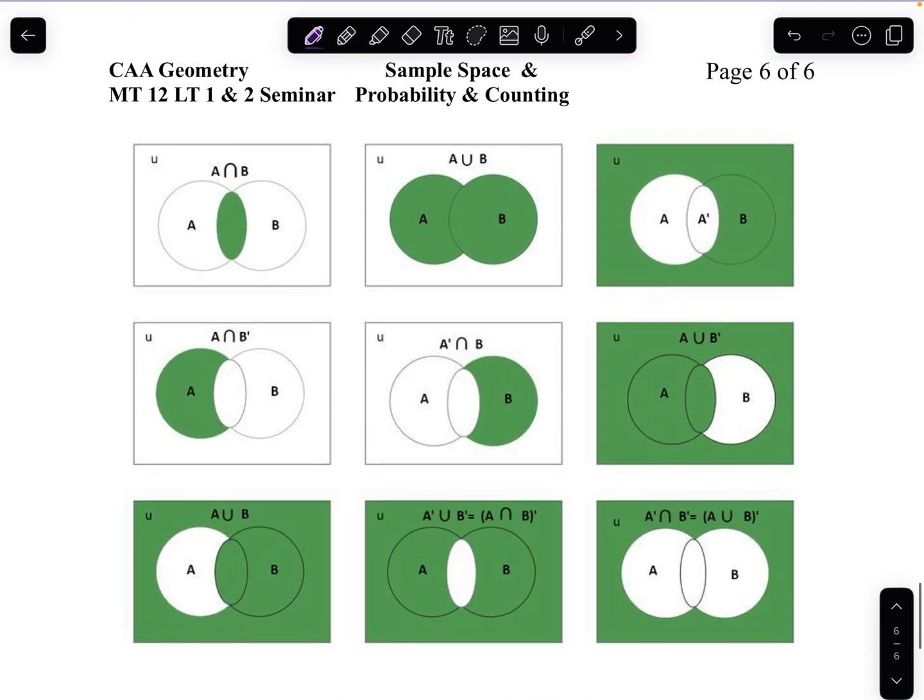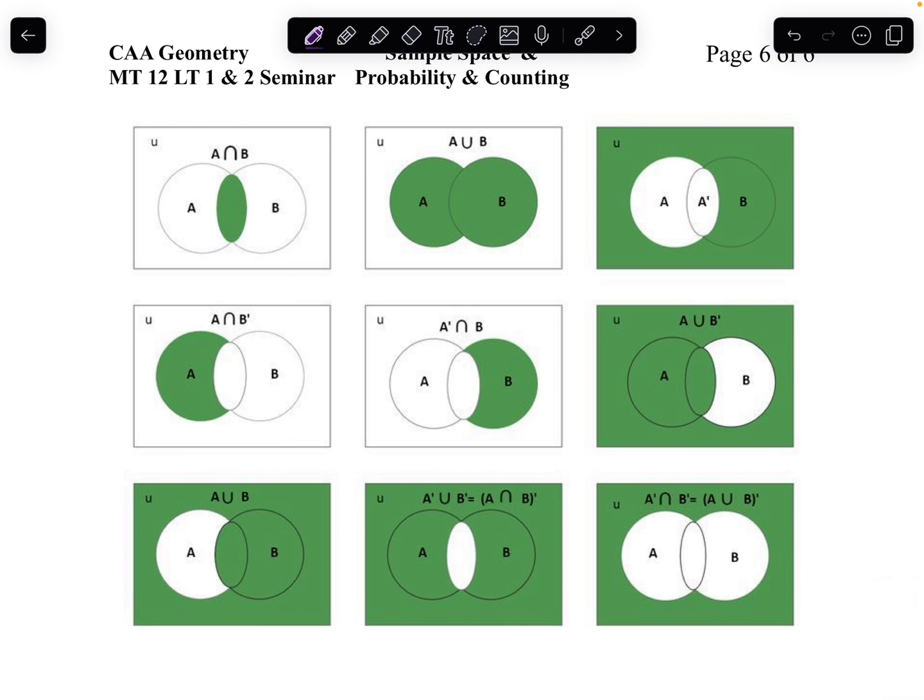Now, here is just showing all the different ways we can do our sample space. Notice A intersection B would be the green part. A union B would be the green part, so everything is, and then I have everything not A. That's a better picture than the example I had. We have A intersection the complement of B, and so on. So we have all those different ones you can refer to as you work on your assignment.